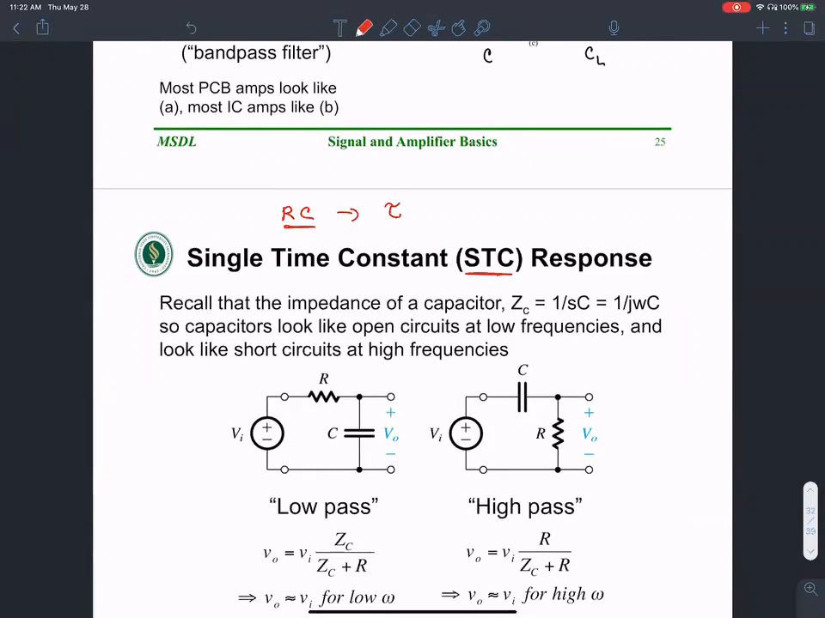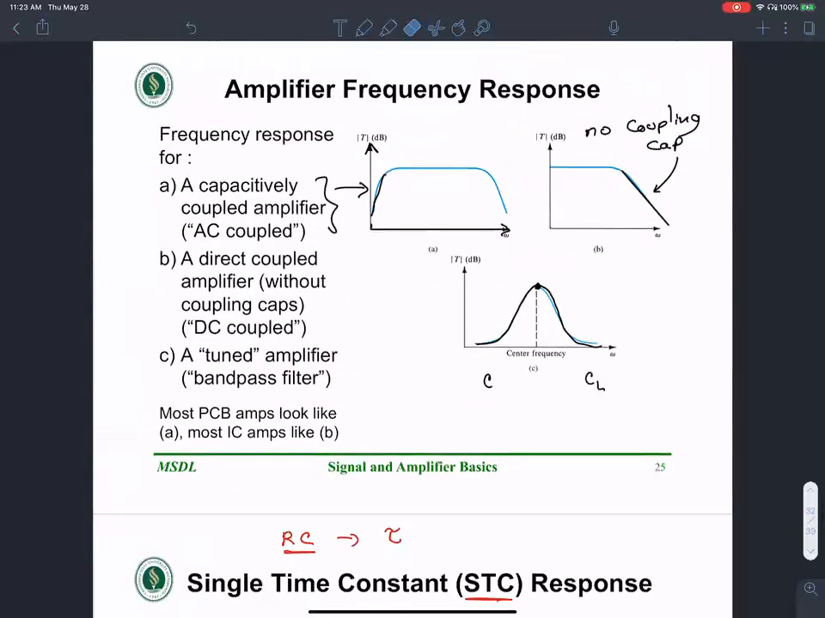If you can see, one is a high pass. This is called a high pass circuit. This is called a low pass circuit. Okay, low pass, and that has to do with the relative positioning of the capacitance and the resistance here. If you measure the output across the capacitance, or you measure the output across the resistance, that determines the behavior.